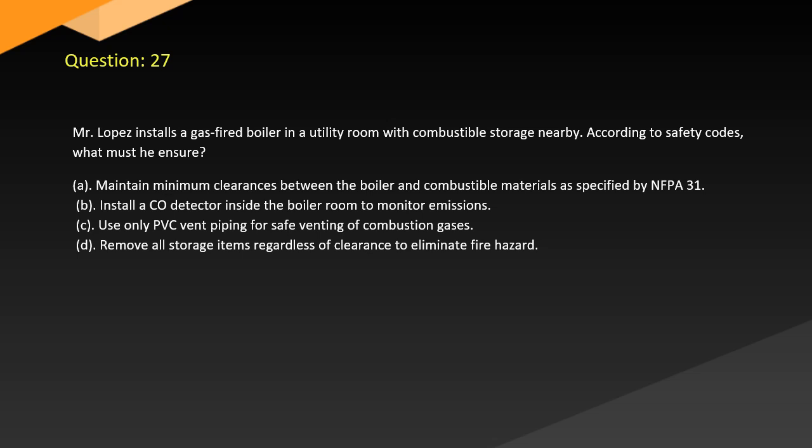Question 27. Mr. Lopez installs a gas-fired boiler in a utility room with combustible storage nearby. According to safety codes, what must he ensure? A. Maintain minimum clearances between the boiler and combustible materials as specified by NFPA 31. B. Install a carbon monoxide detector inside the boiler room to monitor emissions. C. Use only PVC vent piping for safe venting of combustion gases. D. Remove all storage items regardless of clearance to eliminate fire hazard.